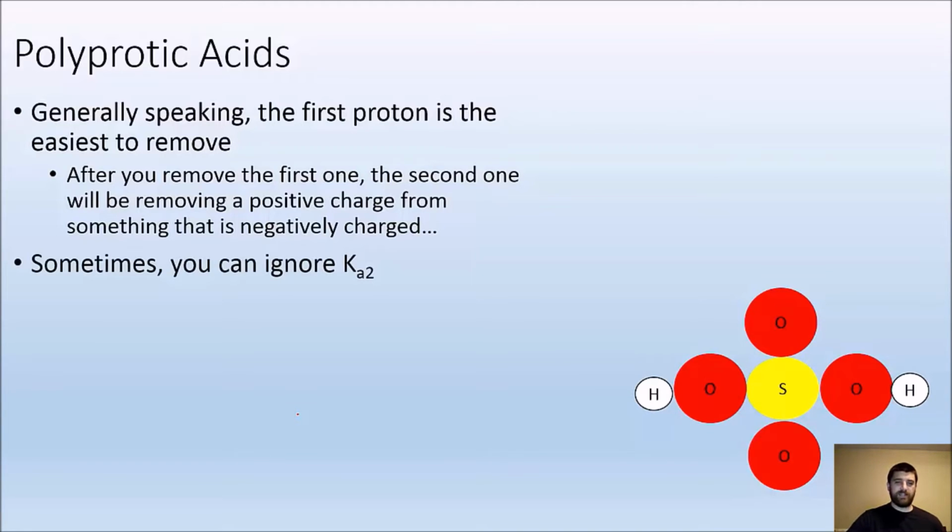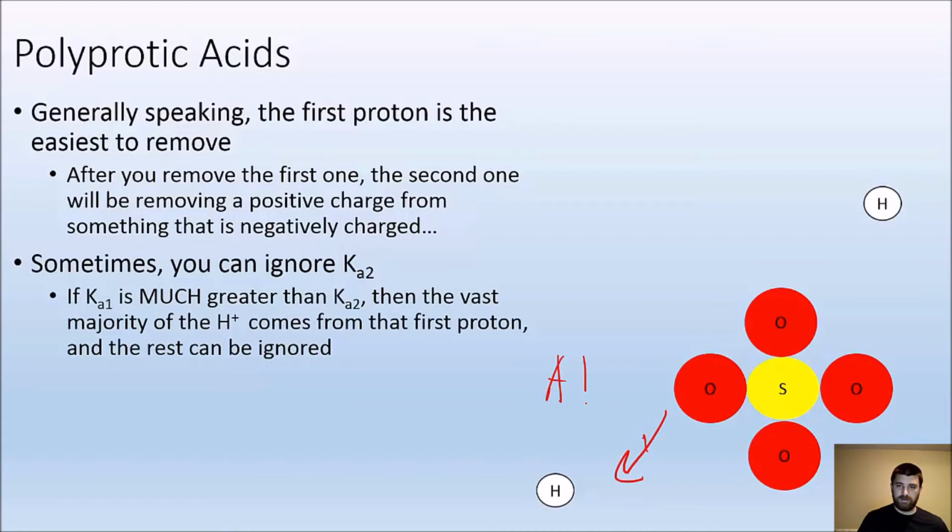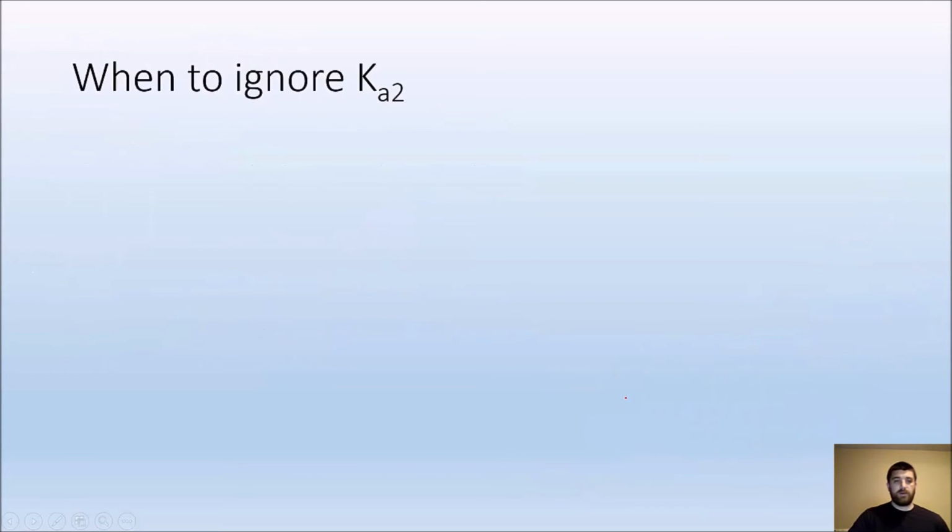Sometimes you can ignore the second equilibrium constant. If Ka1 is much greater than Ka2, then the vast majority of H plus comes from the first proton and the rest can be ignored. So if this one happens a lot, and this one happens barely at all, we can ignore it and pretend it doesn't happen because it won't mess with our calculations.